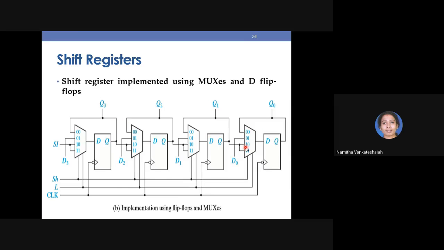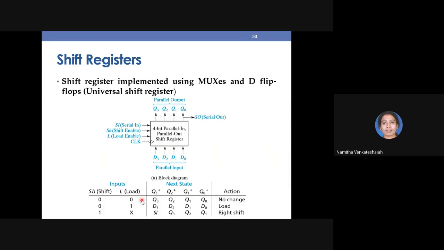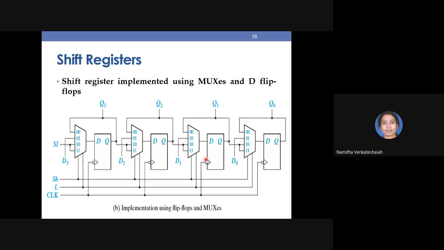So whenever it is 0, 1, what should happen, students? Loading should happen. That's why for the second input of the mux, I will connect the respective data inputs. For the first mux D0 as the second input, for the second mux D1, for the third mux D2, and for the fourth mux D3.